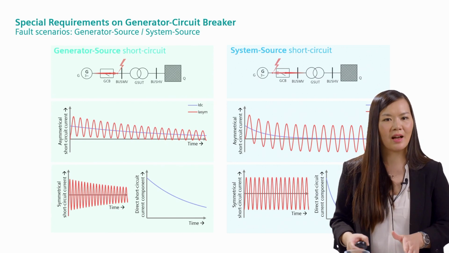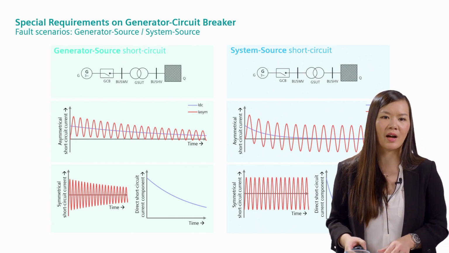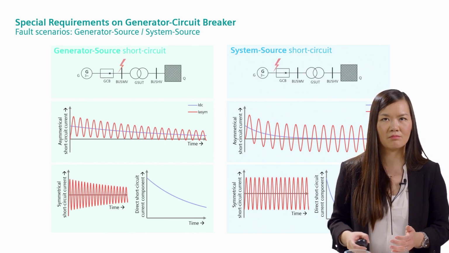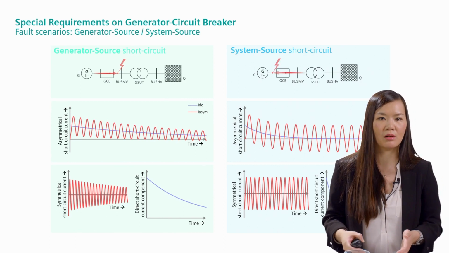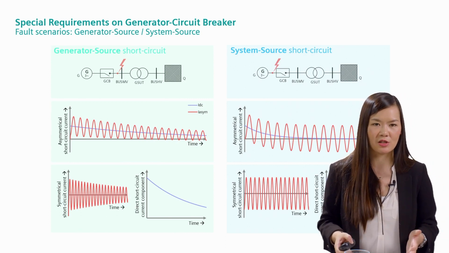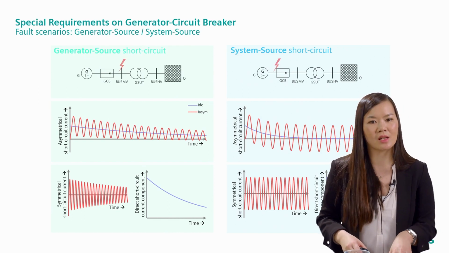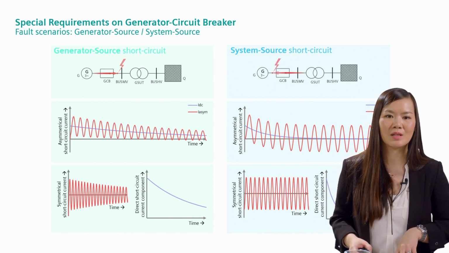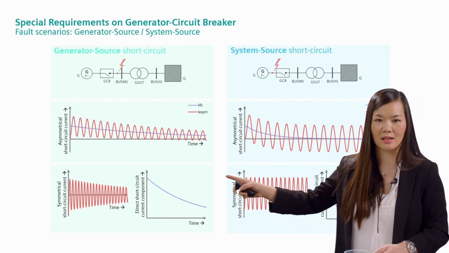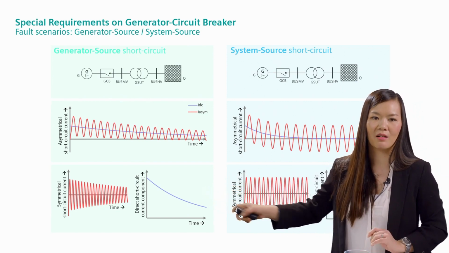The generator itself is a highly inductive component, so its DC component or armature time constant, which is written in the data sheet, is quite large. That's why you have a very slow decaying behavior, which you can see here in this graph.